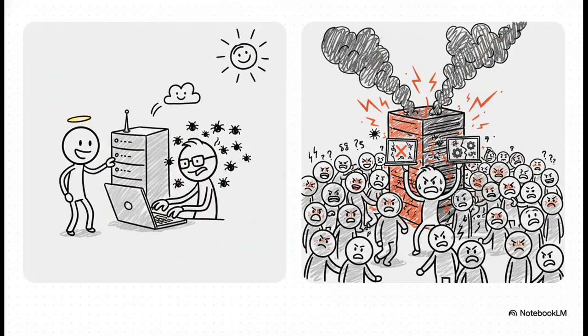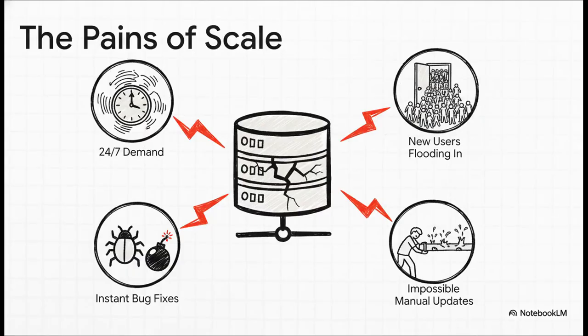Now you've got 100,000 users, and suddenly you are drowning in bugs, servers are crashing left and right, and you have this horrifying realization that doing things manually just doesn't work anymore. Welcome to the chaos of success. And this chaos leads to some very real, very painful problems. Your users expect the app to be up and running 24/7. New users are flooding in by the thousands. Bugs can't wait a week anymore. They have to be fixed now.